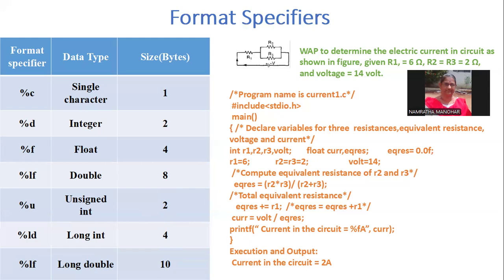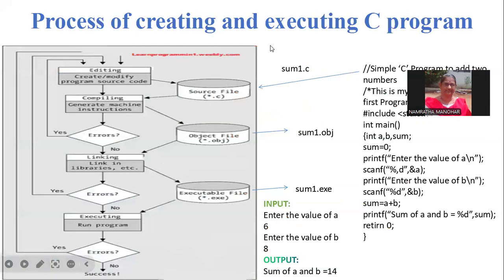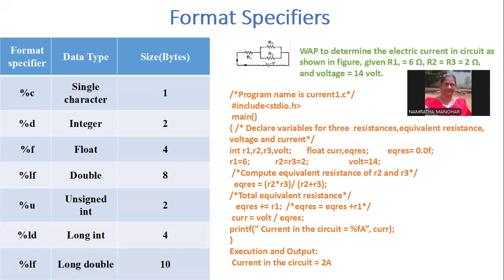Let us see the applications of these format specifiers for a simple circuit. Here I have 3 resistors, R1, R2, and R3. R2 and R3 are in parallel, and again, these 2 parallel resistors are in series with R1. They are connected to voltage V. So the question says, write a program to determine the current in the circuit as shown in the figure. Given that R1 is 6 ohms, R2 and R3 are 2 ohms, and the voltage is 12 volts.